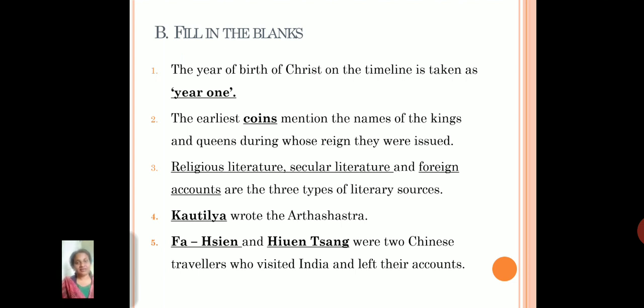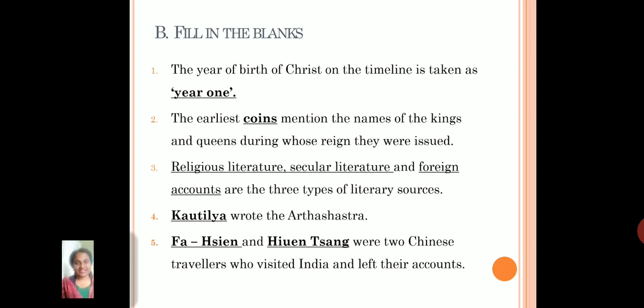Next one, the answer is Fa-Hien. How do we spell that? Capital F-A, because these are all names. So please put all the names in capital letters. Start the names in capital letters. F-A, hyphen, capital H, I-E-N. Fa-Hien. And Hiuen Tsang.